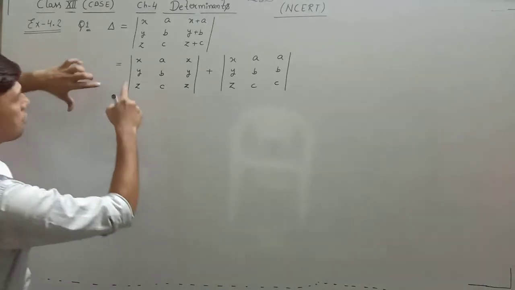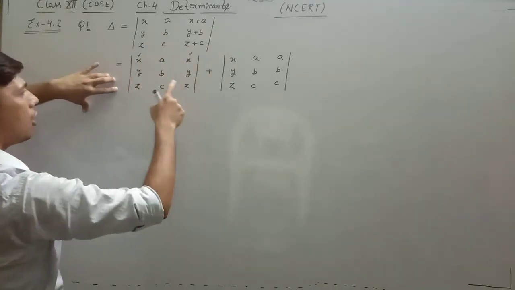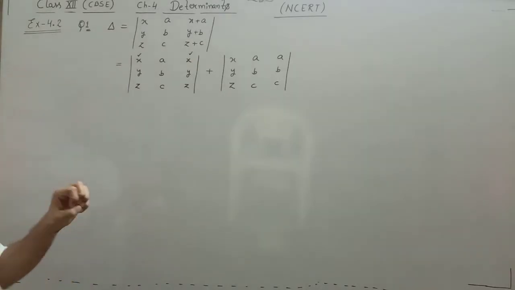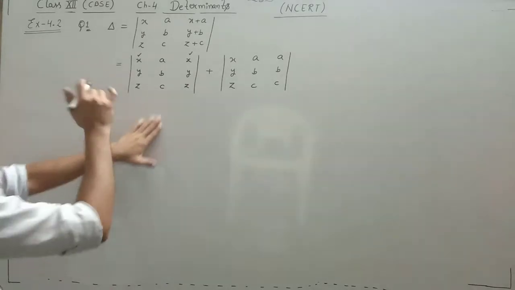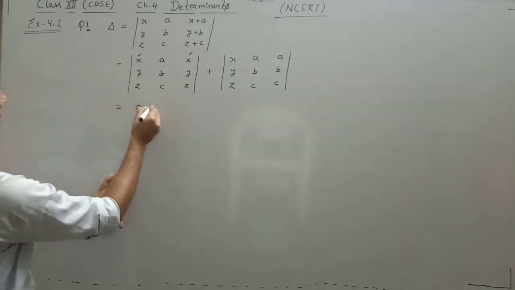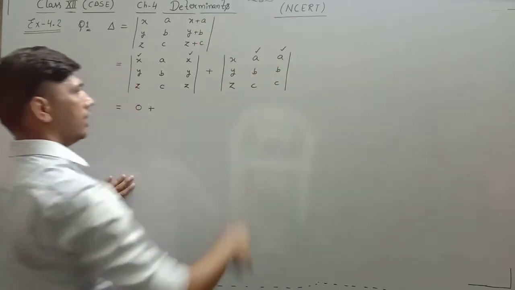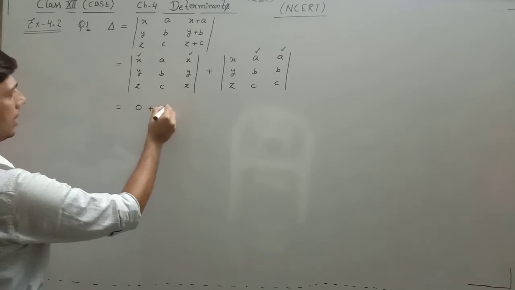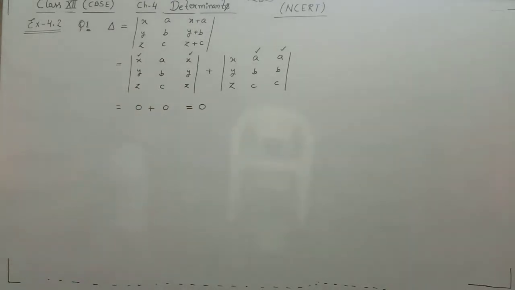Okay. Now see here. This column number 1 and column number 3. All elements of column 1 and 3 are the same. It means identical. Then the value of the determinant will be 0. Similarly here, column 2 and column 3 are identical. The value of the determinant will be 0. So 0 is the value of this question.